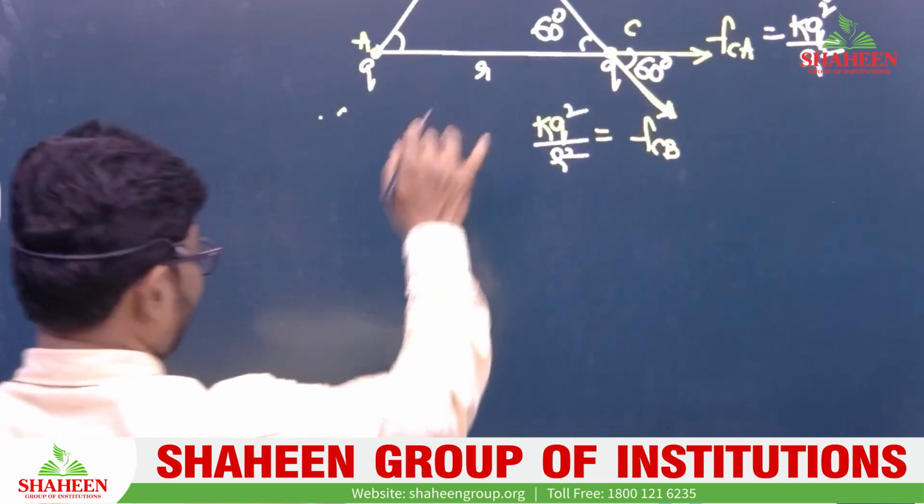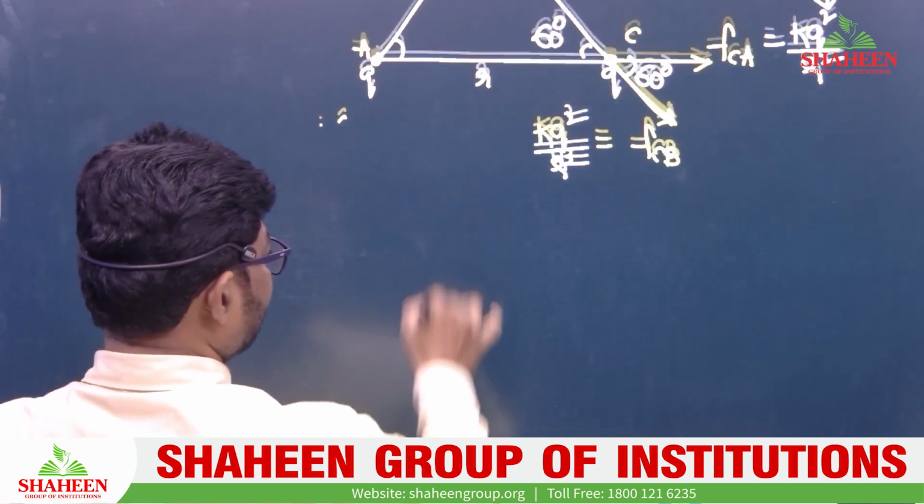So let us go for one more last problem on this Coulomb's law. There is a square.